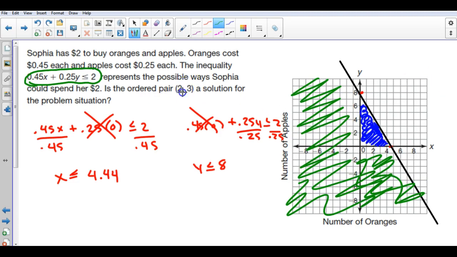So what it says here is, is the pair 2, 3 a solution for the system? So what that means, first of all, let's talk about this. That means 2 oranges and 3 apples. We want to know if that's a solution to the system. So if it's in the shaded area, that means that it is a solution. So if I go over 2 and up 3, is this in my shaded region? And it is, so that means that it is a solution.